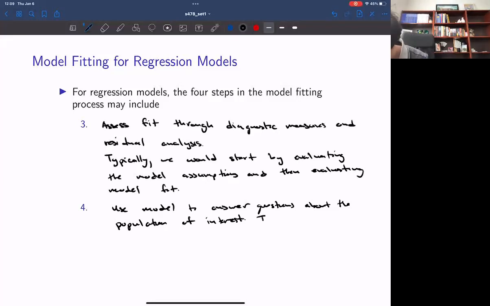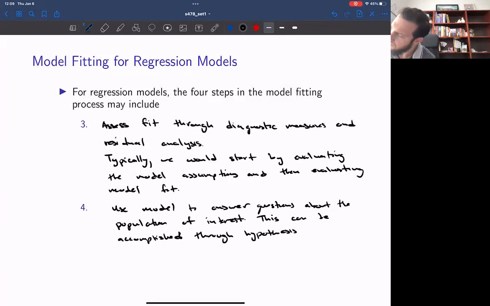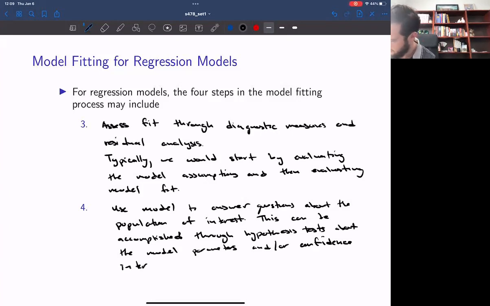Okay, so this can be accomplished through hypothesis tests about the model parameters and/or confidence intervals for the predicted values.